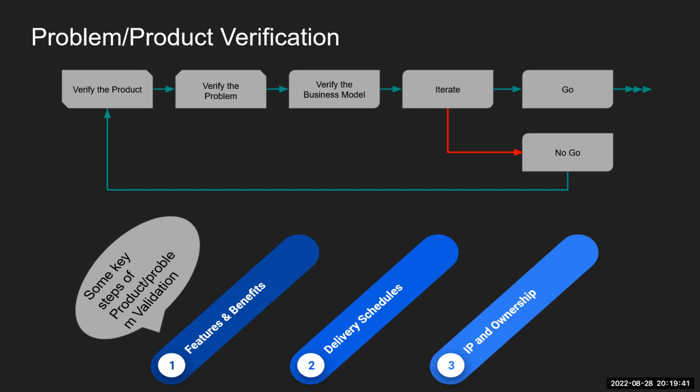Because at this point, you've been able to validate that yes, you created a product and the problem actually exists. So you need to lock the IP, or else someone can take your product, go to the market, and perhaps you may not be able to do anything at the end of the day.